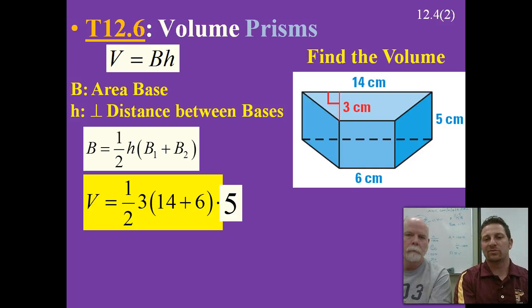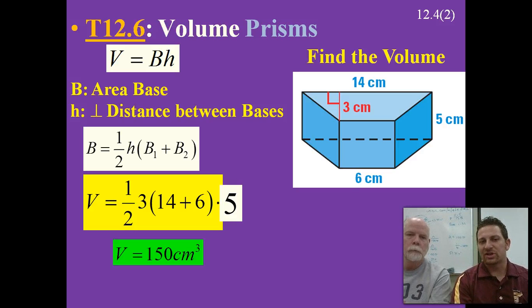And then that 5 comes from the height between the trapezoid on the top and the trapezoid on the bottom. It's that perpendicular height between the bases. And then all you got to do is multiply things out, cut things in half, and you get that the volume is 150 centimeters cubed.